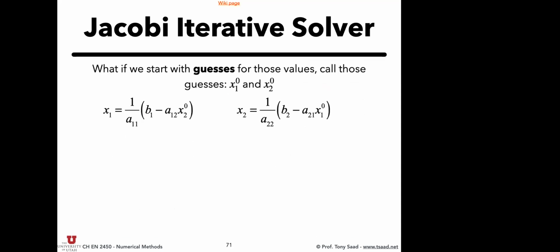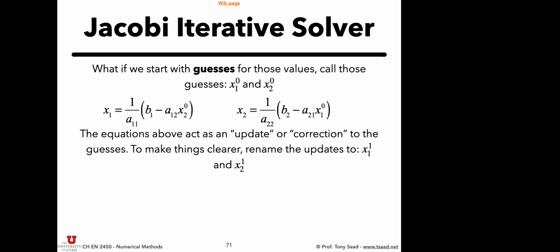Now this equation becomes a recipe for an update or a correction for your initial guess. Remember, the idea of iterative methods is we start with a guess and we develop a recipe to improve that guess to get hopefully closer to a solution. And this recipe here is telling us just use the original system of equations, put in whatever knowledge you have, whatever guesses you have on the right-hand side, and just deduce an updated value on the left-hand side.